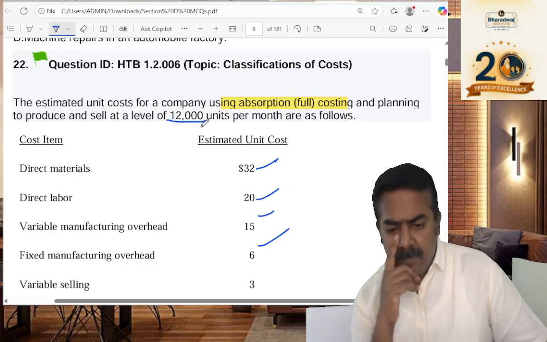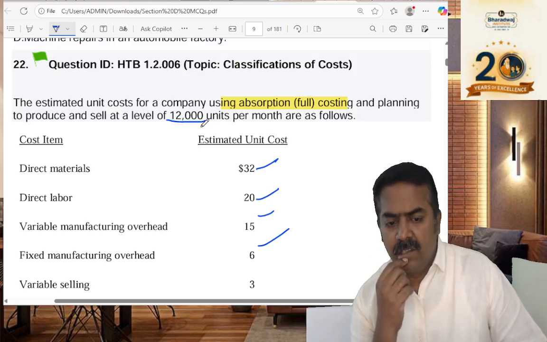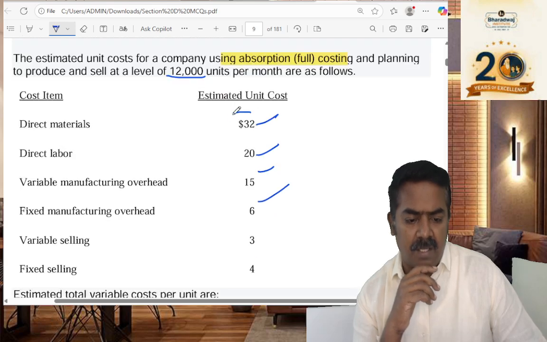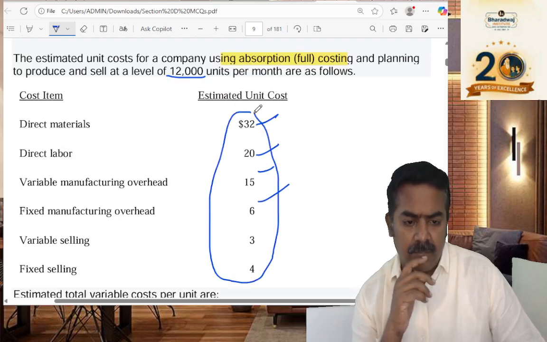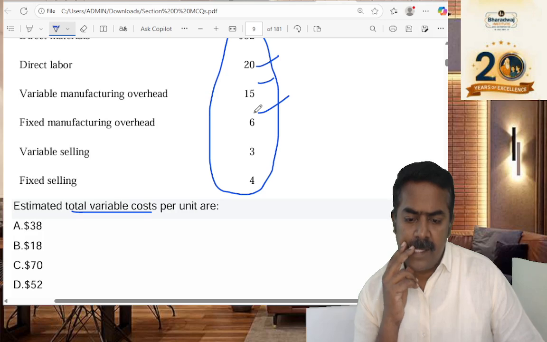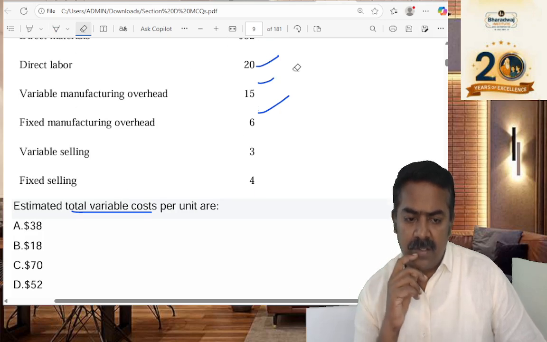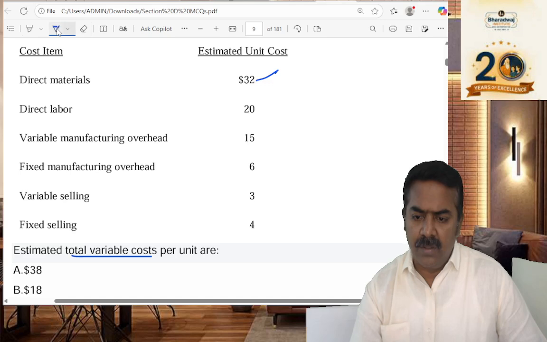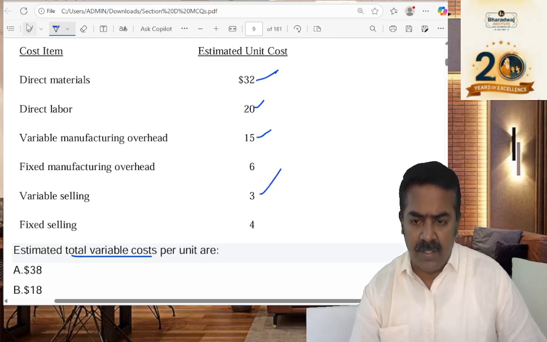Do they ask you production cost or total variable cost? Or total variable cost, all these things can be included. Or they ask you total variable cost. So what can be included? Direct labor, direct material can be included, then variable manufacturing overheads can be included, and variable what? Selling overheads can be included.